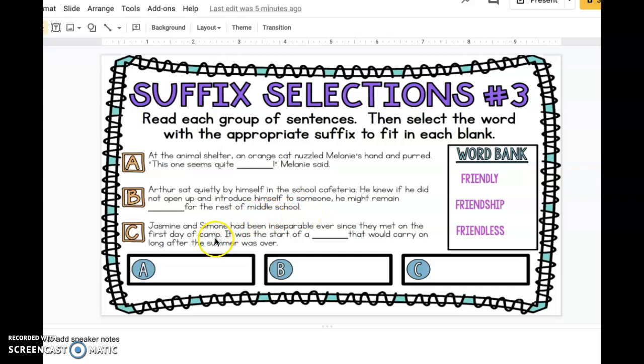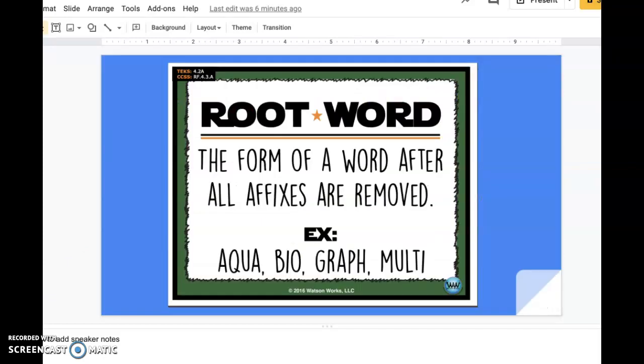Let's just see if friendship really fits in C. All right, Jasmine and Simon had been inseparable, which means they could never break apart, ever since they met on the first day of camp. It was the start of a friendship that would carry on long after the summer was over. I believe so. They are a condition of being friends. So it is a friendship. Nice work. All right, we're going to skip this one and we're going to move on to root words.